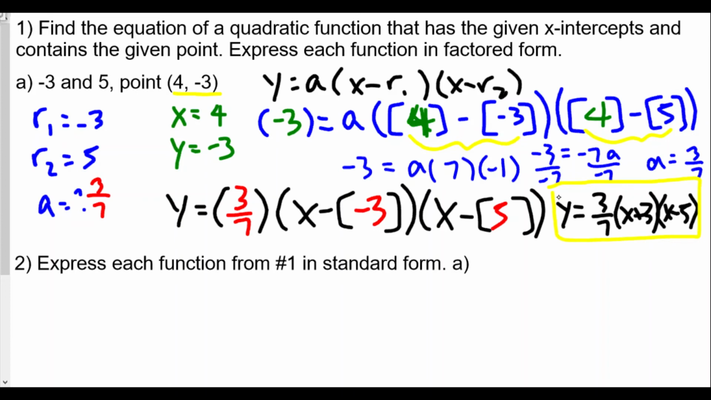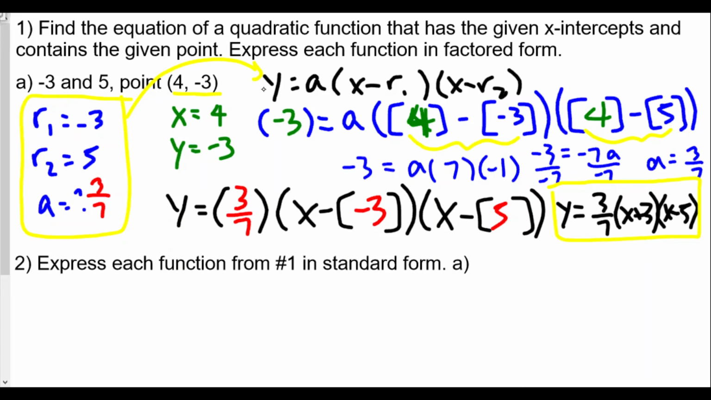So the goal in this case is to find the a value, which if they give us a point and the two roots, we can find by just plugging everything else in to solve for a. Once we find a, we're going to go back and use only R1, R2, and a to plug into our formula here, leaving x and y by themselves.